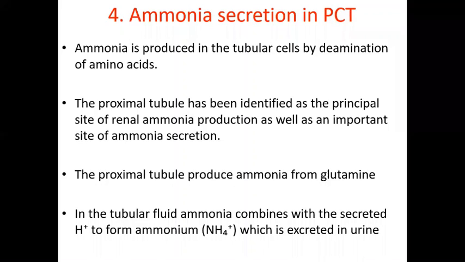The same epithelial cells in the proximal convoluted tubule are responsible for deamination of amino acids to produce ammonia, and also for secretion of the ammonia after it has been produced by these cuboidal epithelial cells. The proximal tubule produces ammonia from glutamine. Glutamine is an amino acid, so deamination of glutamine will result in production of ammonia. In the tubular fluid, ammonia combines with the secreted hydrogen. I've already told you that ammonia can function as a buffer that can react with hydrogen ions to form ammonium. And this ammonium is excreted in the urine. So ammonium is a product that you can see in the urine.